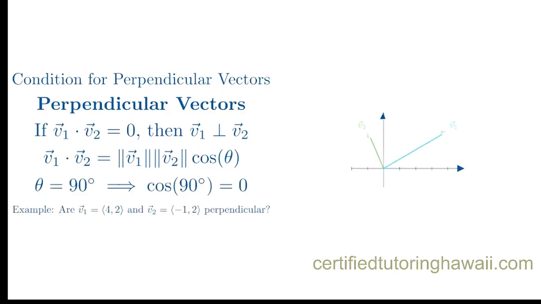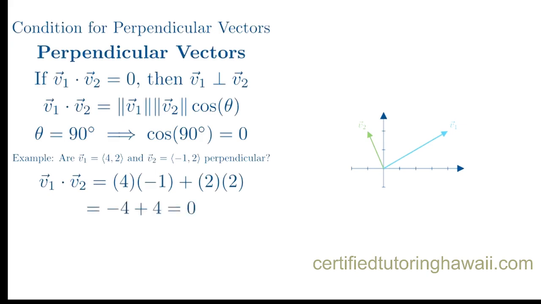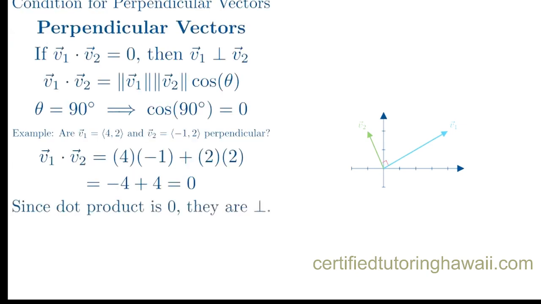Let's test this with two vectors. Let v1 be vector ⟨4, 2⟩, and v2 be vector ⟨-1, 2⟩. If we take their dot product, we get 4 times -1 plus 2 times 2, which equals -4 plus 4, or 0. Because their dot product is 0, we know for sure that these two vectors are perpendicular. This is a very common application of the dot product.